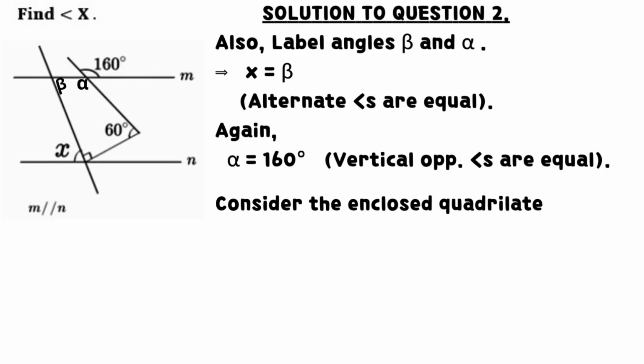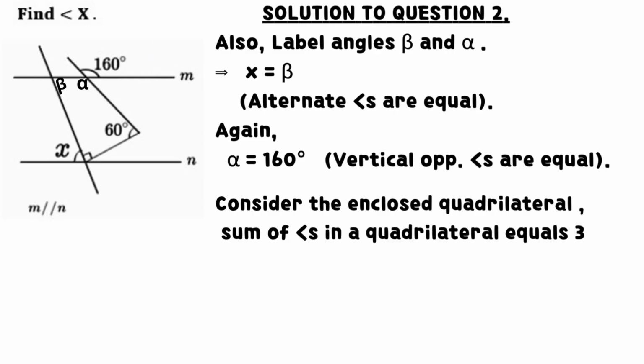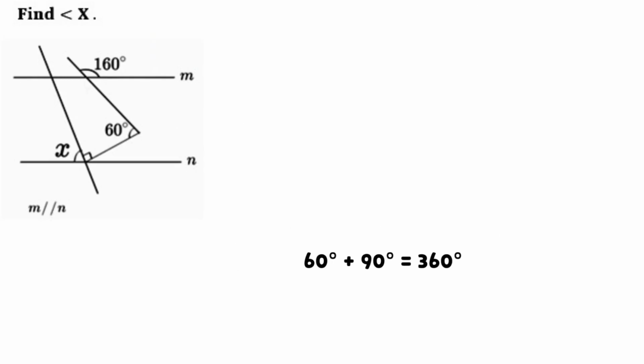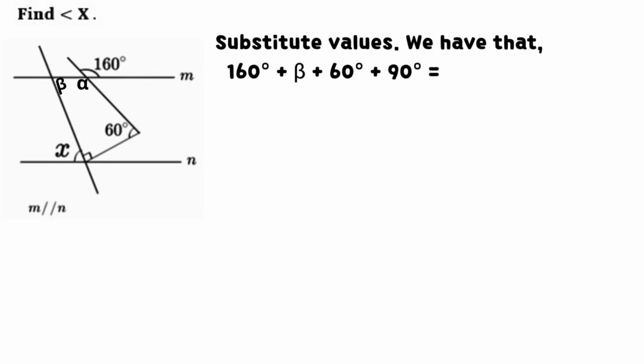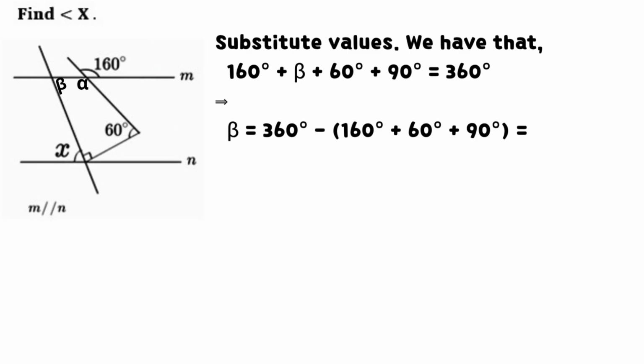Consider the enclosed quadrilateral. Sum of angles in a quadrilateral equals 360 degrees. It follows that the sum of alpha and beta plus 60 degrees plus 90 degrees equals 360 degrees. Substitute values. We have that the sum of 160 degrees and beta plus 60 degrees plus 90 degrees equals 360 degrees.